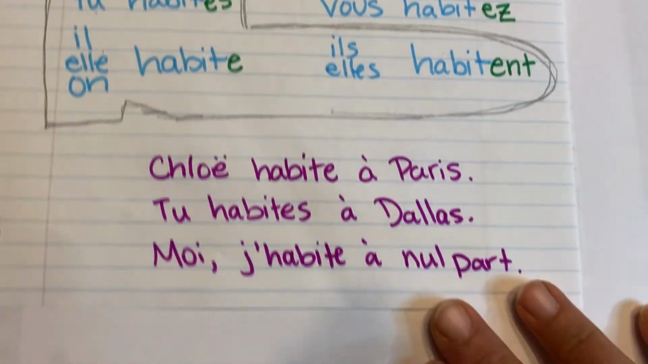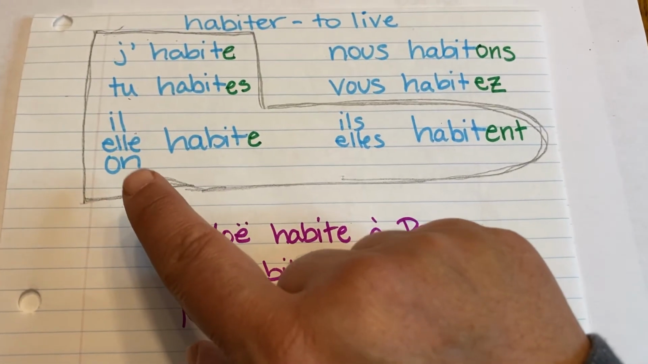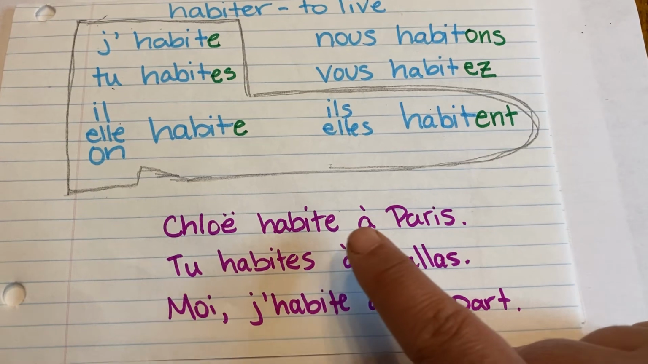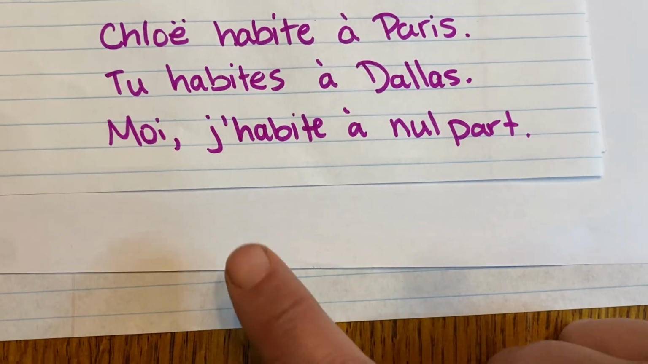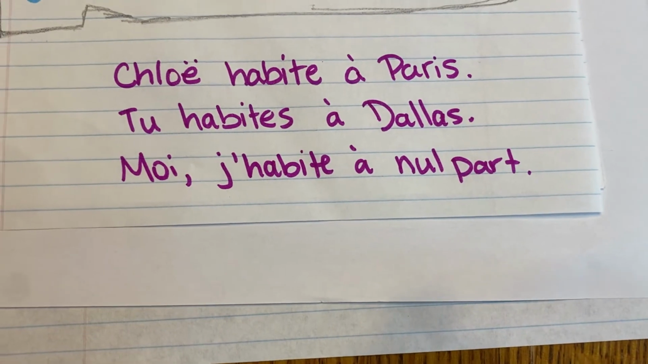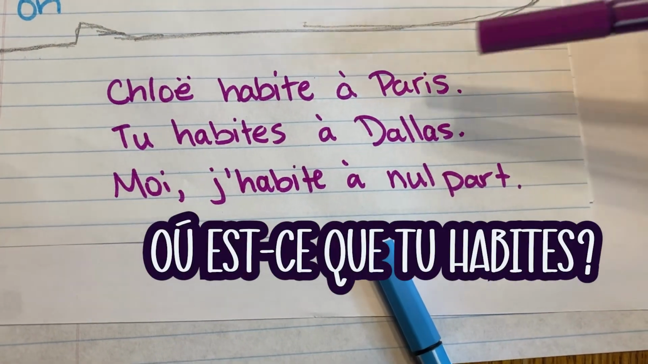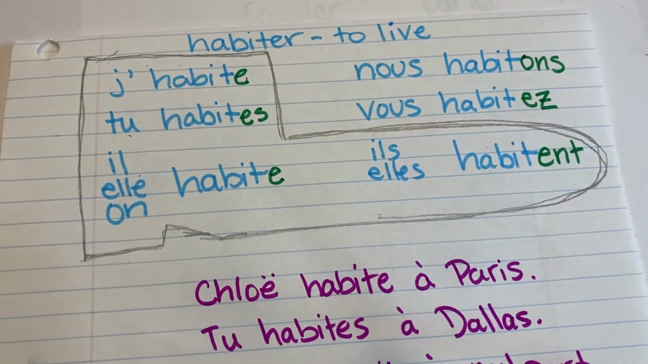All right, so if you put this into a sentence, you don't have to use the subject pronoun. You could use a name, like Chloé. Chloé habite à Paris. Tu habites à Dallas. Moi, j'habite à nulle part. Okay, so put this into practice. Tell me in the comments below, où est-ce que tu habites? Where do you live? See if you can conjugate habiter.